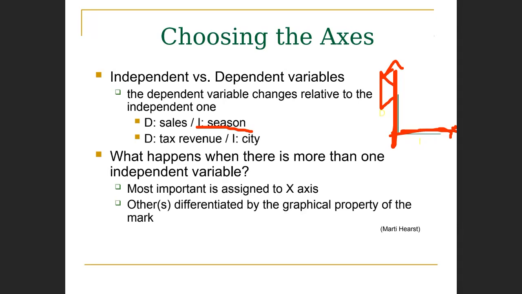With more than one independent variable, the x-axis gets the most important one. Everything else uses other properties, such as color for a second one. So these are very basic things I would like you to know.